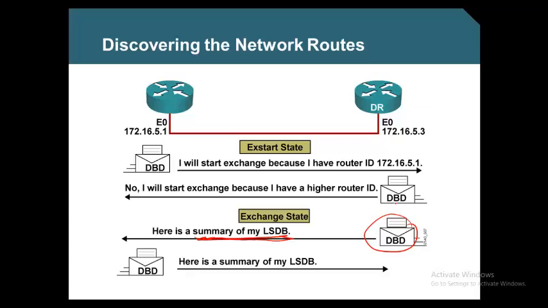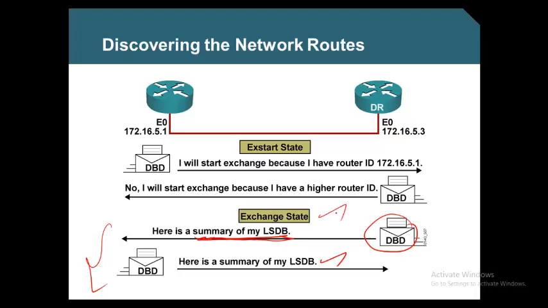Queries. They ask for more information. See, here it is written: I need a complete entry of network 172.16.6.0. I want a complete entry. See, it's querying actually. It's called the LSR message type. And for that, LSU will be sent. This is what we call loading state. After that, they again share the acknowledgement and they form full adjacency.